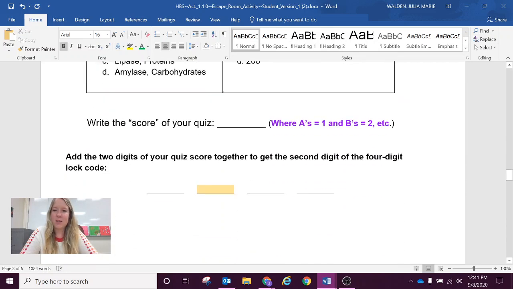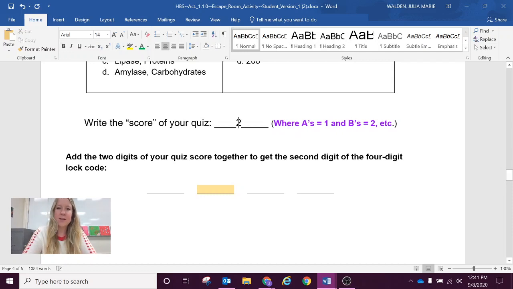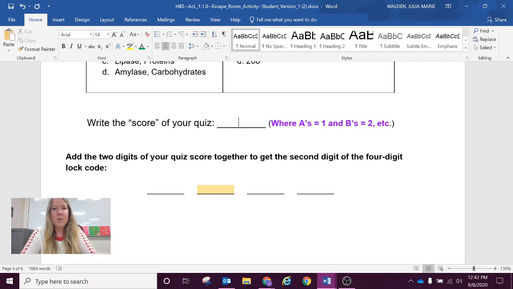And just like the last time, you're going to get a 2-digit score for your quiz, something like 20 or 18 or 11. It's going to have 2 digits. You're going to add those 2 digits together to get 1 single number here. Just 1, not 2 digits.